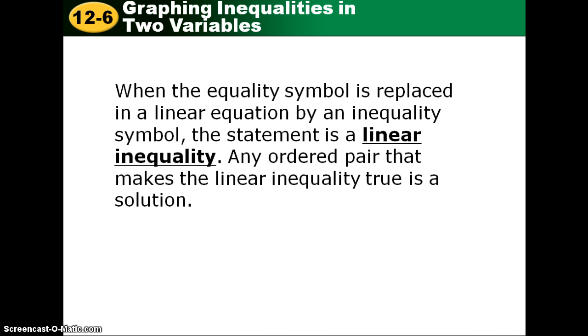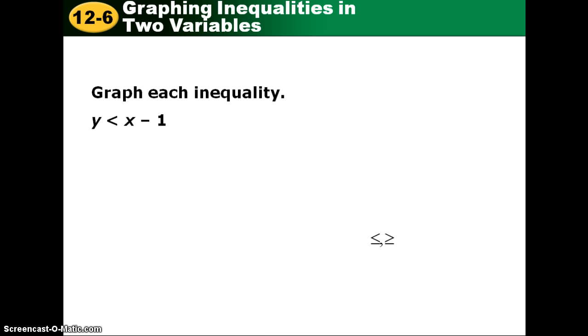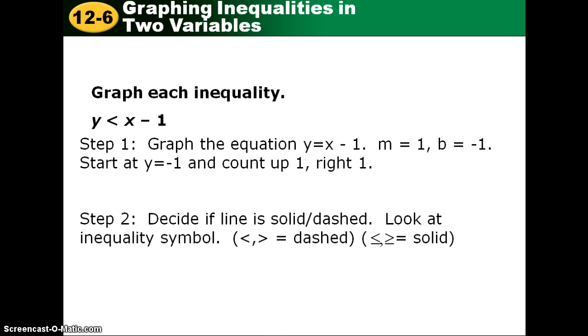When the equal sign is replaced in a linear equation by an inequality symbol, the statement is called a linear inequality. Any ordered pair that makes the linear inequality true is a solution. So let's graph this inequality: y is less than x minus 1. Step 1: graph the equation as if there was an equal sign. y equals x minus 1.